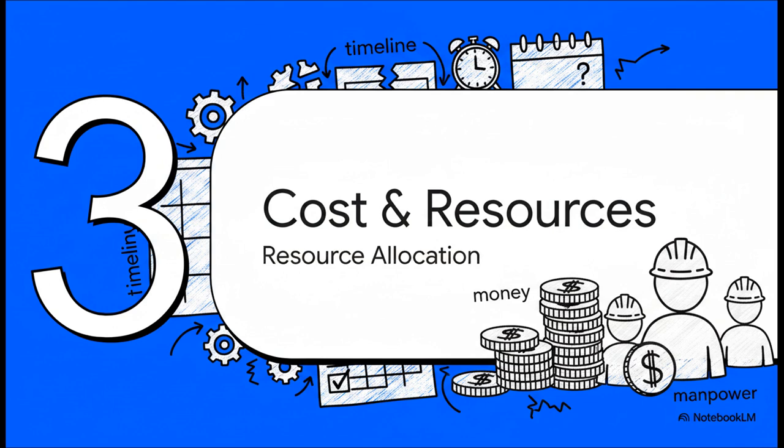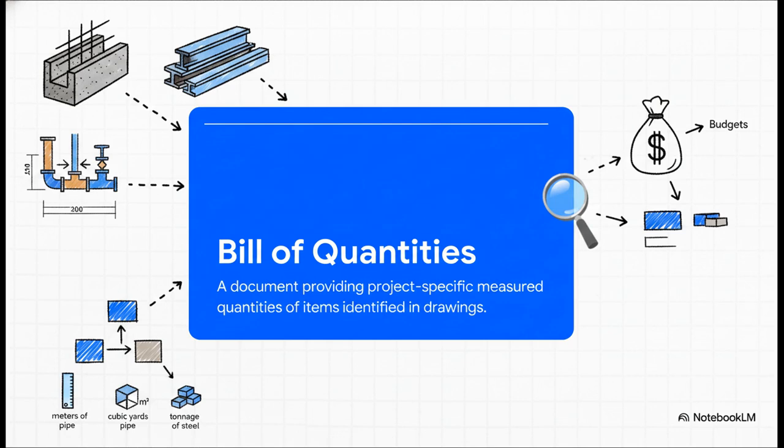Let's talk about money and manpower. This is where we bring in the Bill of Quantities, or the BOQ. This is an absolutely essential tender document heavily relied upon in the construction and MEP industries.